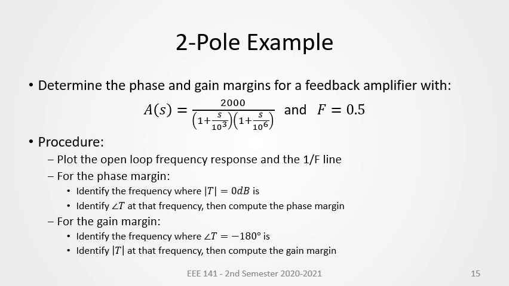First, plot the open loop frequency response, A of j omega, and the 1 over F line. For the phase margin, identify the unity gain frequency of the loop gain and then identify the loop gain phase shift at that frequency before computing the phase margin. For the gain margin, identify the frequency where the phase shift is negative 180 degrees, then identify the loop gain magnitude at that frequency before computing the gain margin.